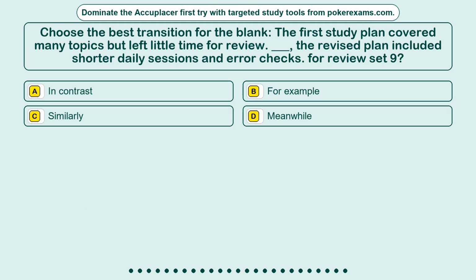Question 21. Choose the best transition for the blank. The first study plan covered many topics but left little time for review. Blank. The revised plan included shorter daily sessions and error checks. For review set 9. Option A. In contrast. Option B. For example. Option C. Similarly. Option D. Meanwhile.